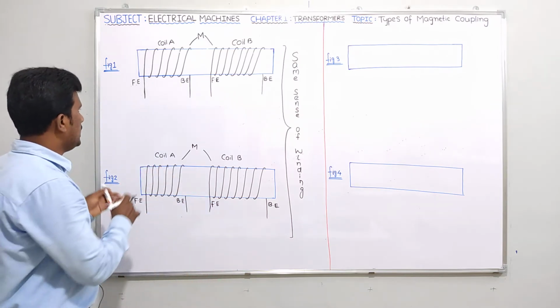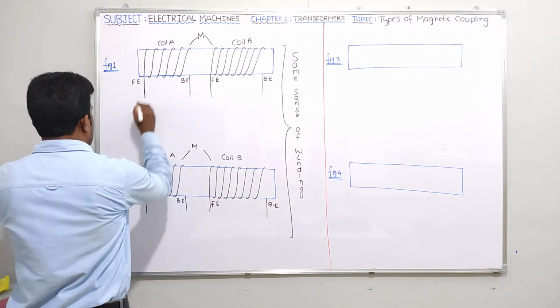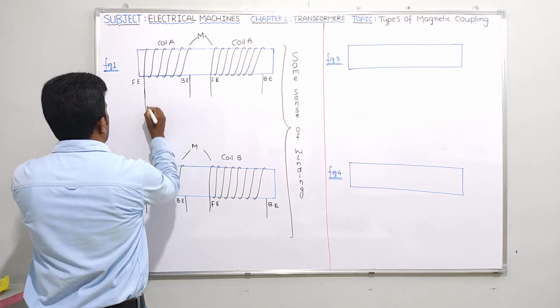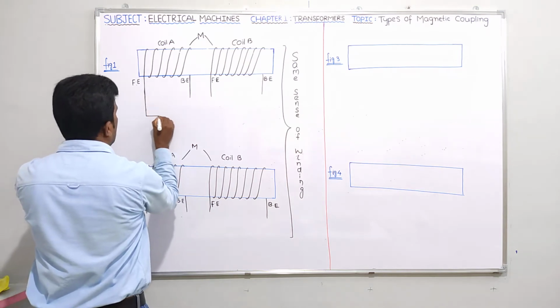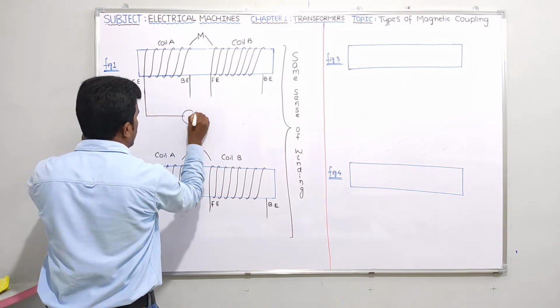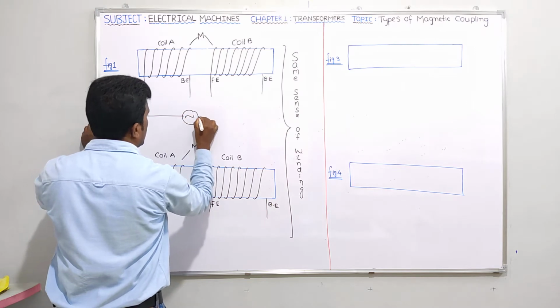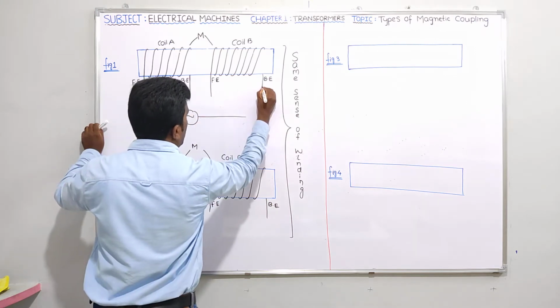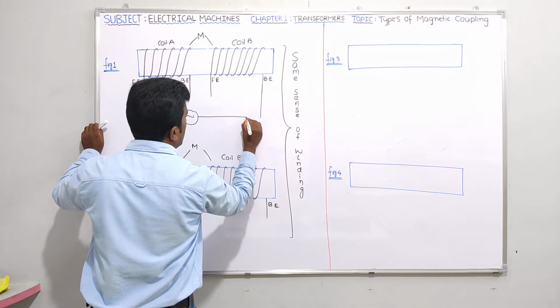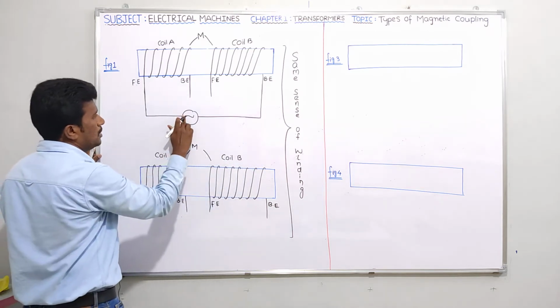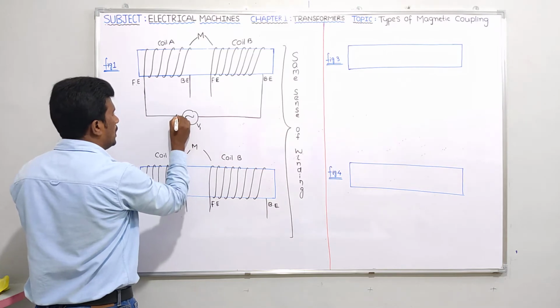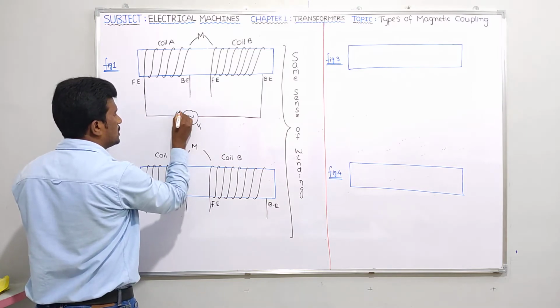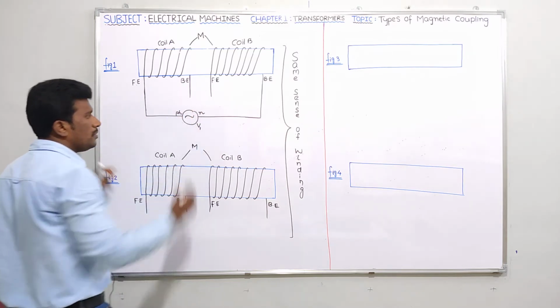So first for that, let me connect a source. Let me connect a source between the front end of coil A and the back end of coil B in this first figure. Okay, this is what I can supply as a voltage source. I can write V1. Let me indicate phase and let me indicate this one as neutral.